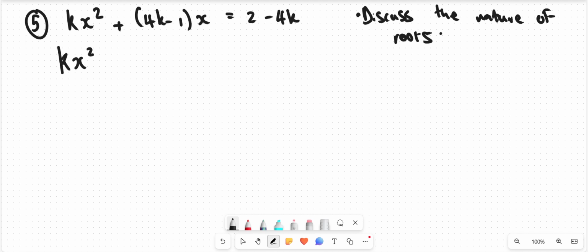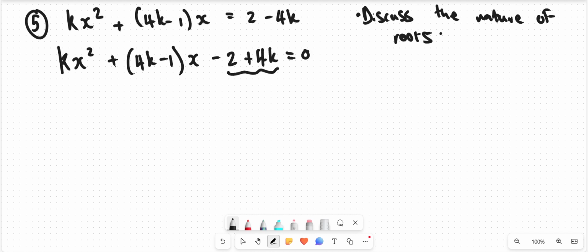I have my kx squared. I have this guy here. I'm not going to multiply that x in, and the reason why I'm not is because that guy would be my b. So if I multiply it in, it'll be hard for me to see what that b is. So instead I won't. But I will bring this guy over. And this guy right here would be my c, the guy that does not have an x.